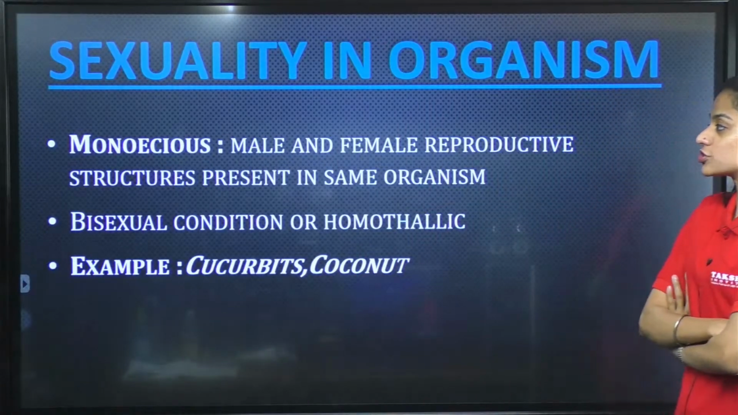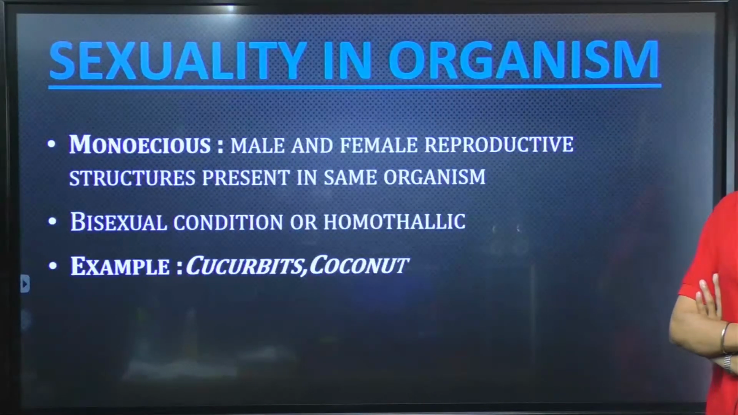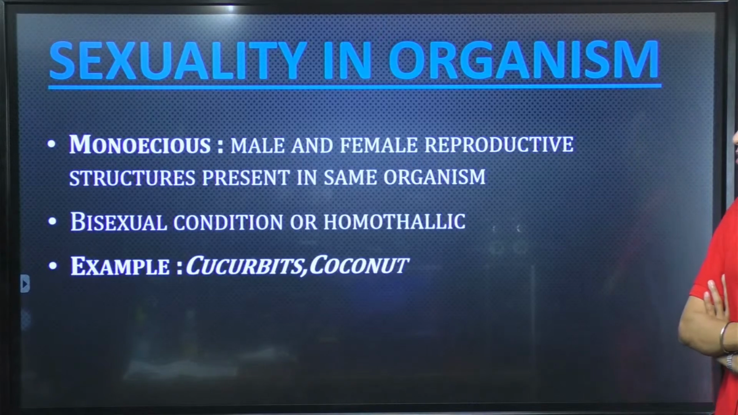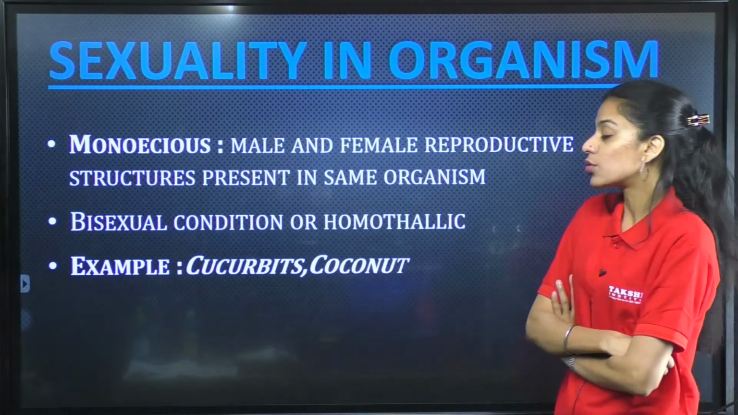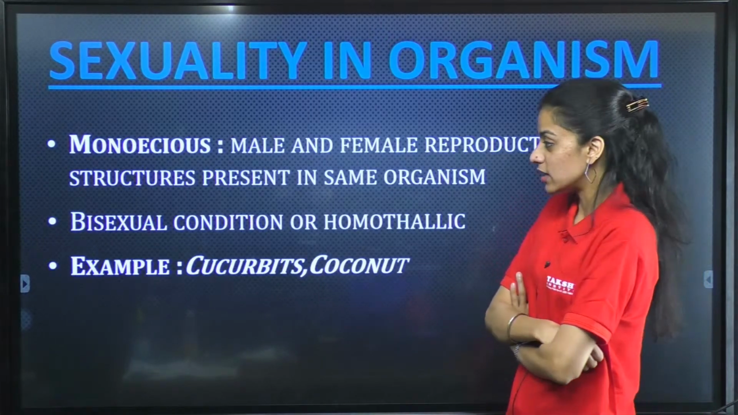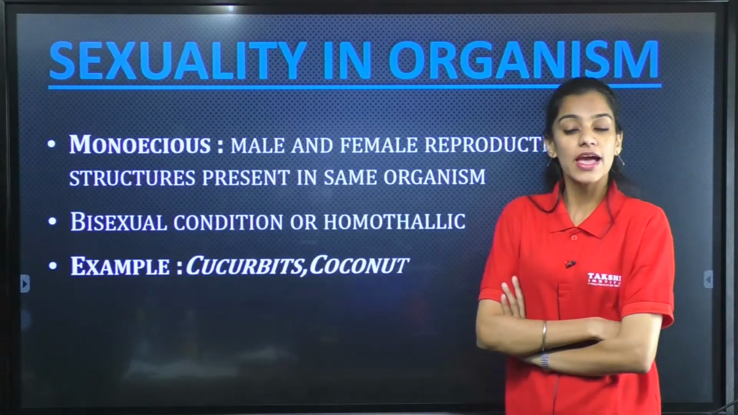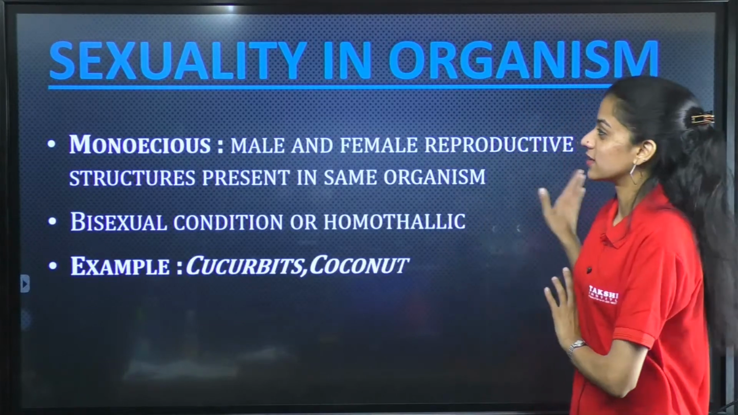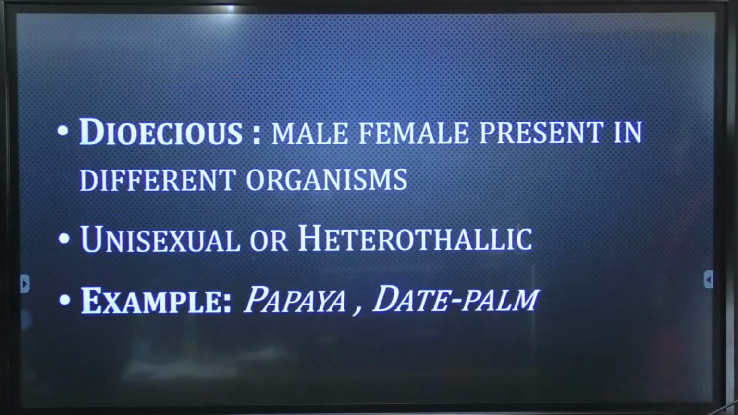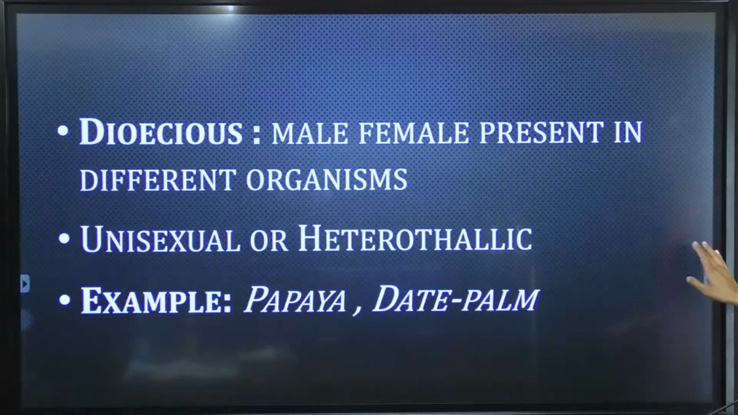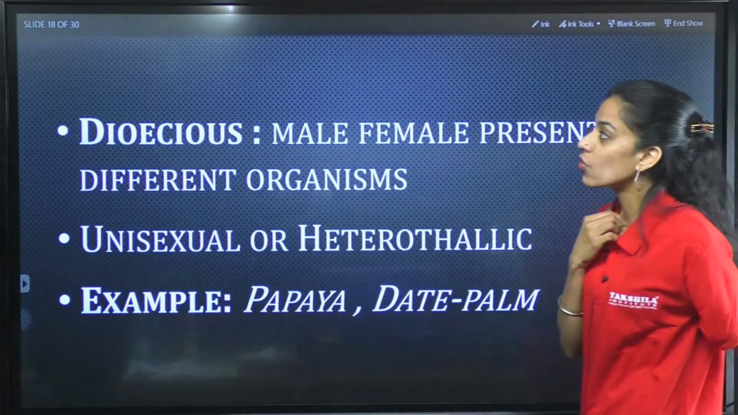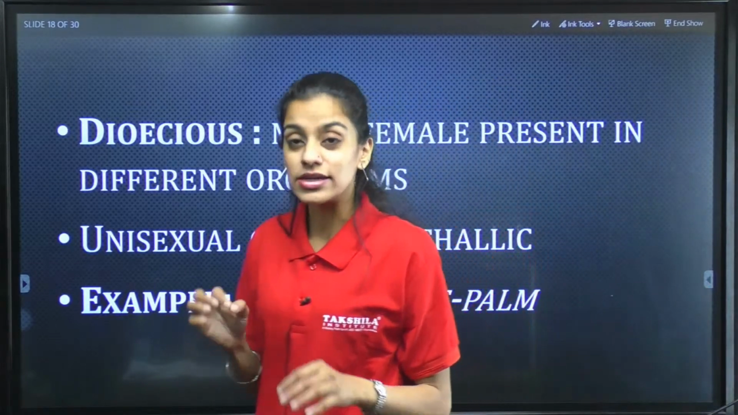Right, so monoecious is male and female reproductive structures present in the same organism. So it is referred to as a bisexual condition or homothallic. Example is cucurbits and coconuts. Next, there is something known as dioecious.